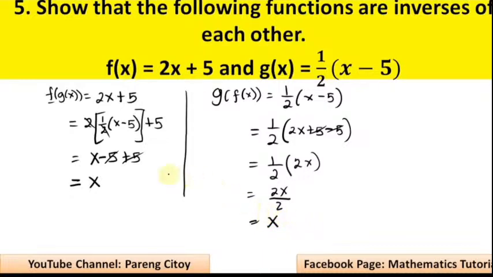So since f times g of x equals g times f of x is equals to x, then f and g are inverse of each other, since the result is x. Okay, that's all for today.